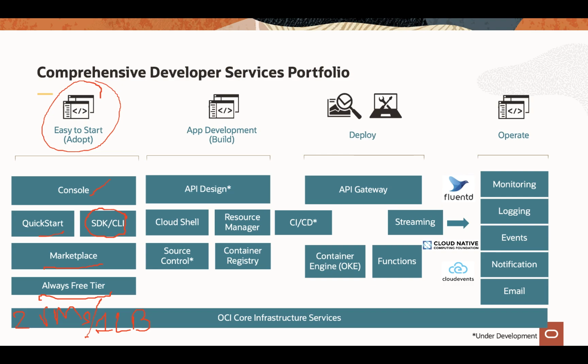On the second one, which is the development part or the build part, we are coming up with this API design. Now we already have Cloud Shell. Cloud Shell is to run command line and to maintain your infrastructure. It's a built-in browser-based shell where you can run OCI CLI, you can run various different programming languages, and you can authenticate without carrying any specialized keys or fingerprint. So that's about Cloud Shell.